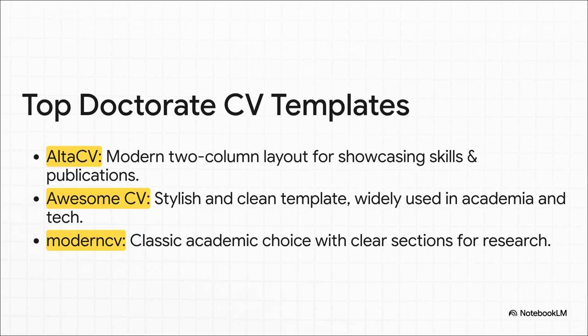Alta CV is super modern and uses space really well. Awesome CV is incredibly stylish. You see it a lot in both academia and the tech world. And Modern CV is the classic, respected choice, with a very clear structure that's just perfect for laying out all your research experience. Any one of these will give you a rock-solid professional foundation to build on.